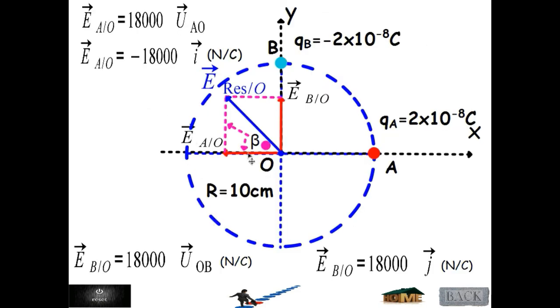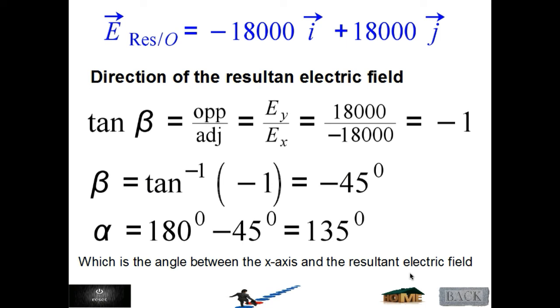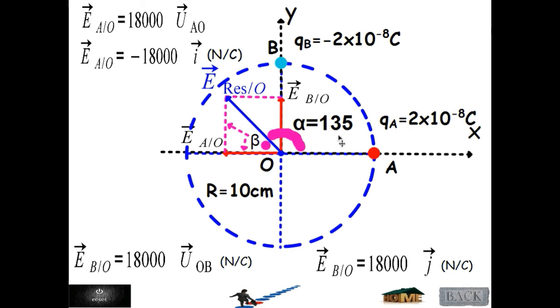But here, as we can notice, the resultant electric field is in the second quadrant of the circle. So to calculate the angle between the resultant electric field and the positive direction of the x-axis, we should subtract the angle from 180. Thus alpha equals 180 degrees minus 45 degrees, which is equal to 135 degrees. So alpha is the angle between the x-axis and the resultant electric field. This is the angle alpha, 135 degrees, between the resultant and the x-axis.